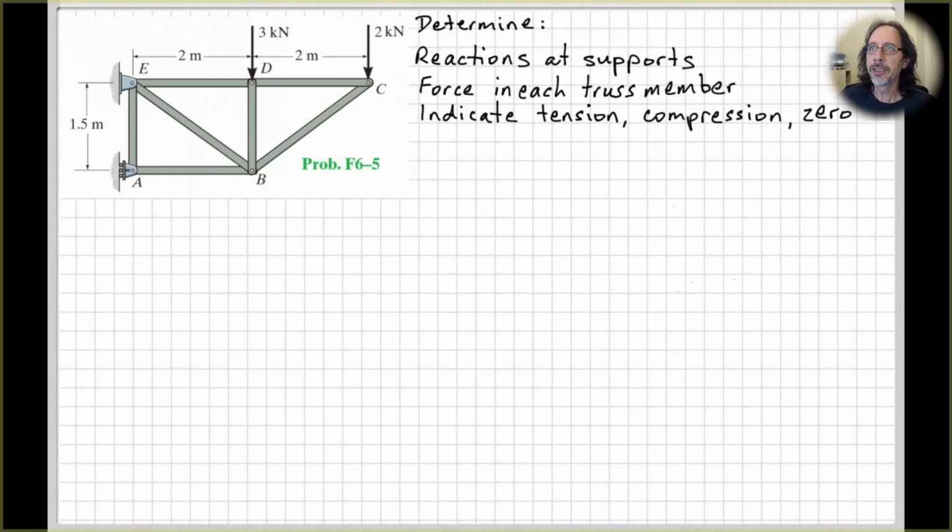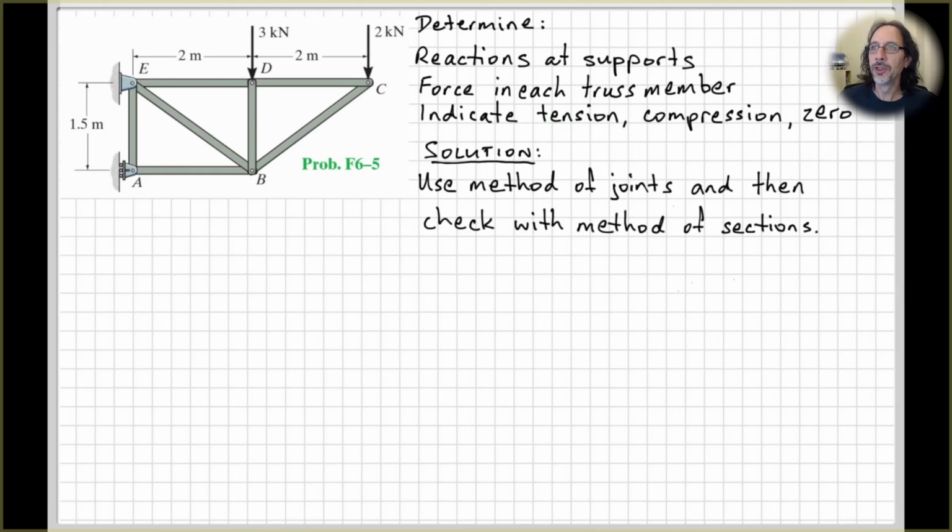All right, so here it is. We have a truss, as we can see there, pin connected at E, roller connection at A, and some loads here. 7 truss members there to solve for. So we're looking for determining the reactions at the supports, the force in each truss member, and then once we've found the force in each truss member, to then indicate whether the member is in tension, compression, or it's a zero force member. Okay, so let's have a look at our solution.